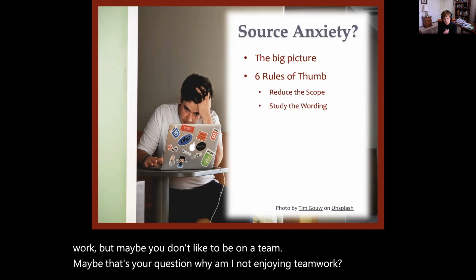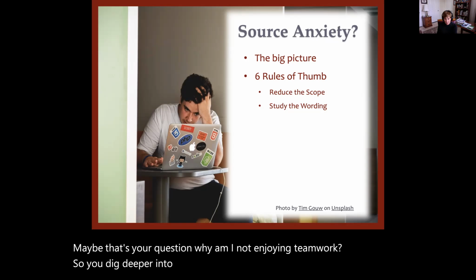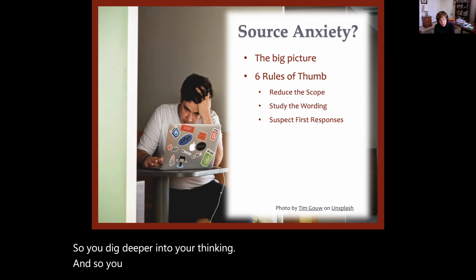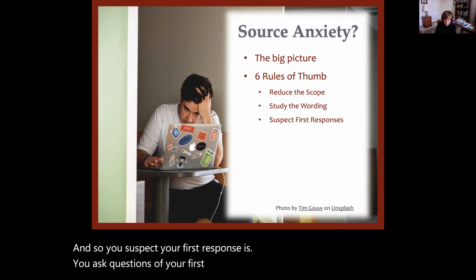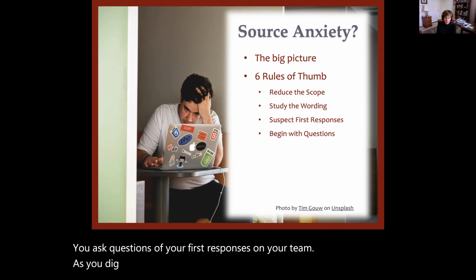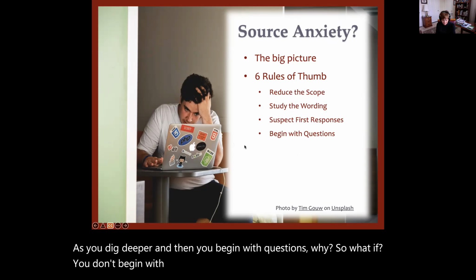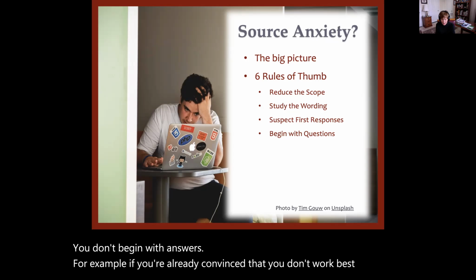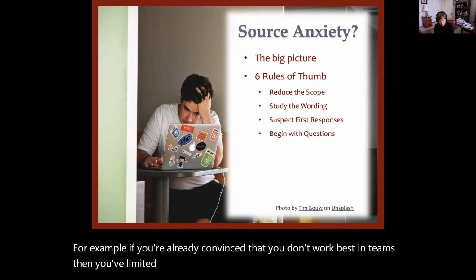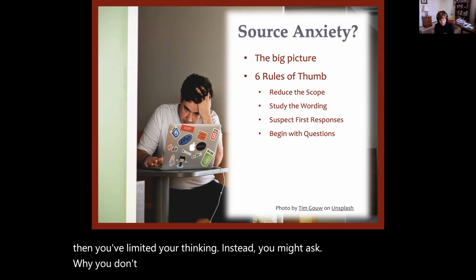So you dig deeper into your thinking. And so you suspect your first responses. You ask questions of your first responses on your team as you dig deeper. And then you begin with questions. Why? So what? What if? You don't begin with answers. For example, if you're already convinced that you don't work best in teams, then you've limited your thinking. Instead, you might ask why you don't like to work in teams and what might make you enjoy working in teams.